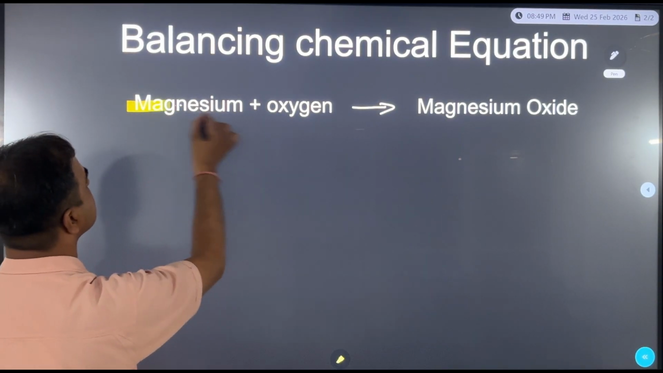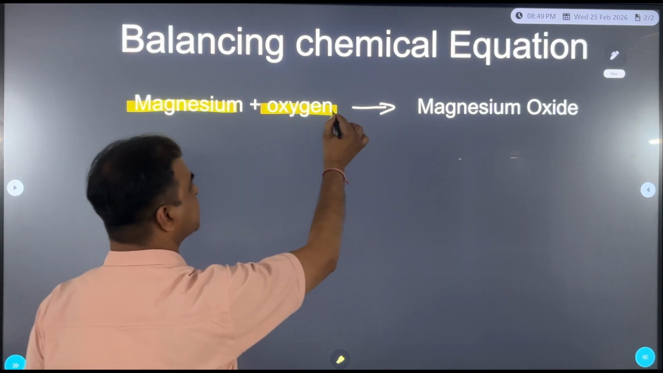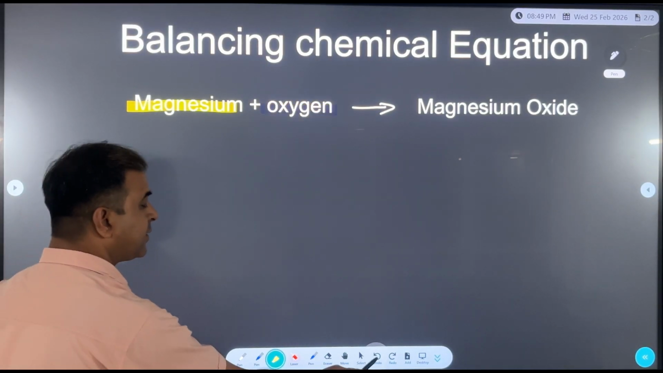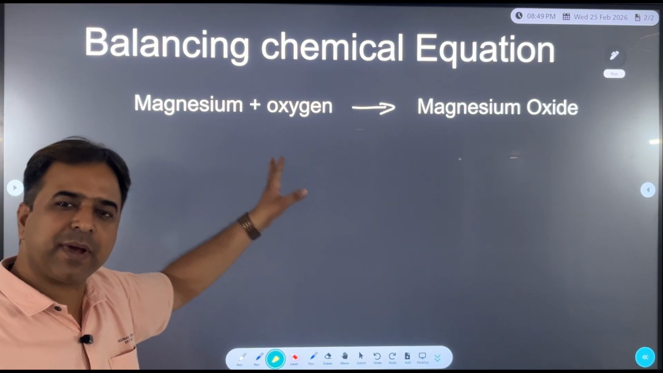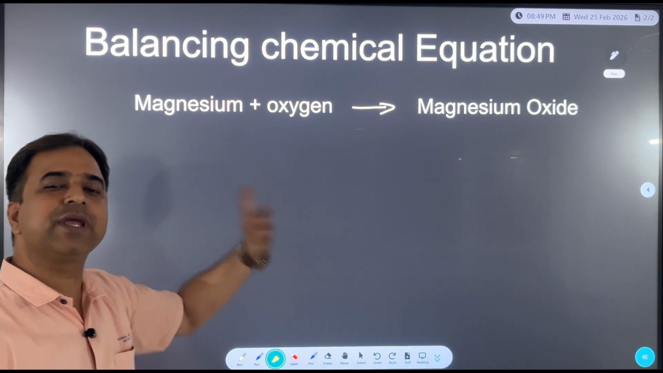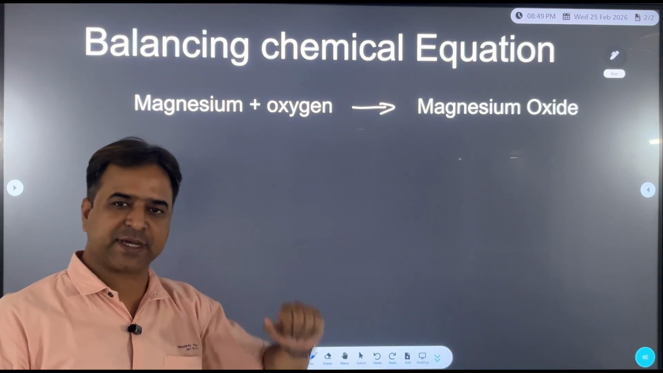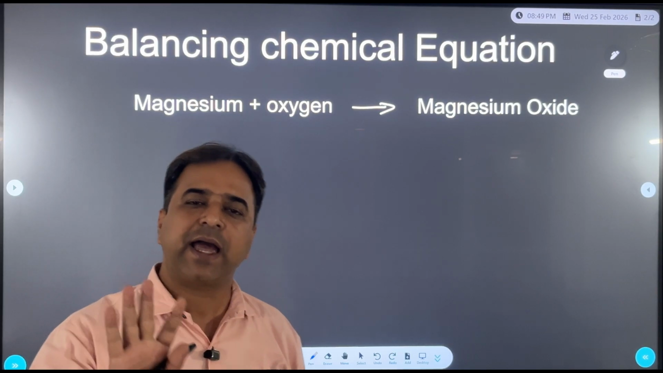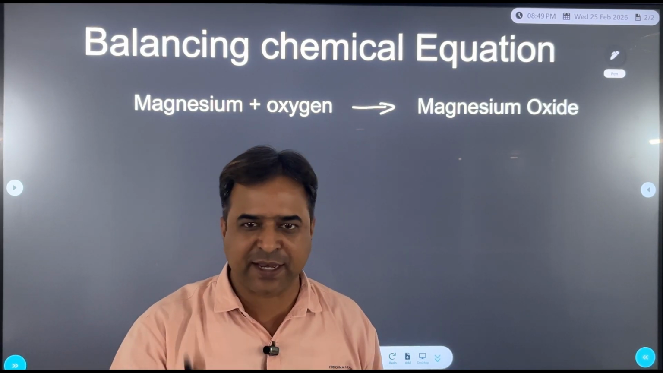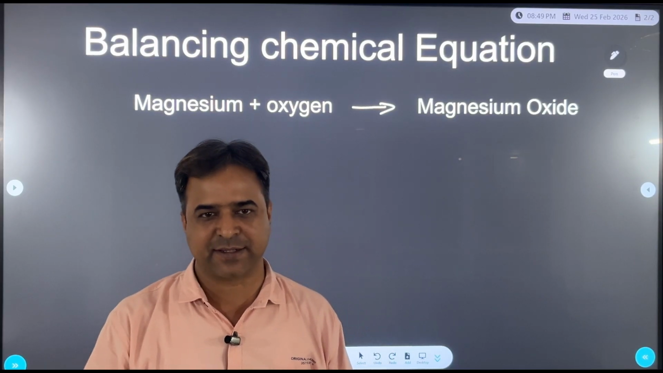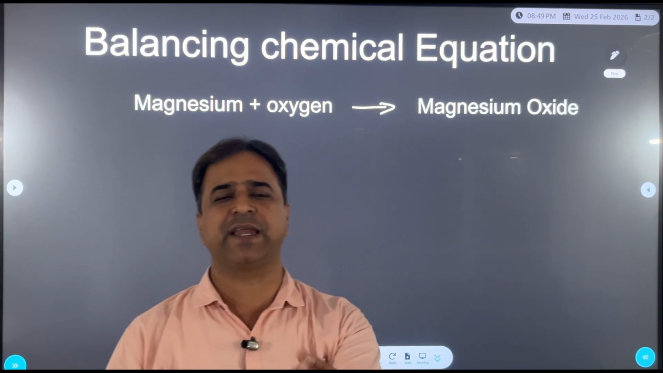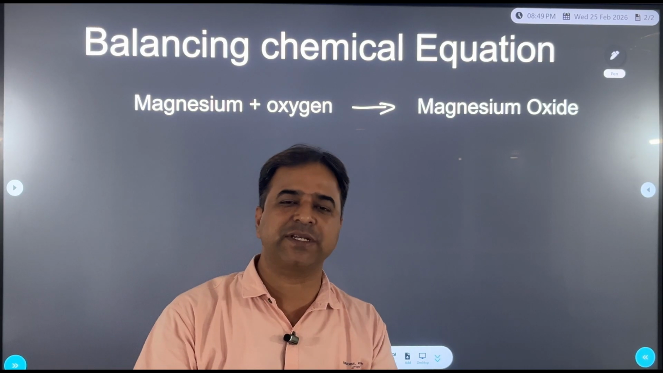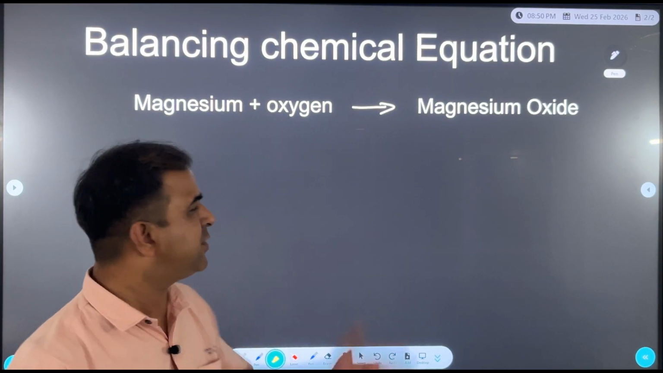So in this reaction, if you write magnesium plus oxygen. Why oxygen? Because you are aware that magnesium and oxygen are going to react together to form magnesium oxide. How do we know that oxygen is going to react? Because we are aware that air is composed of oxygen, nitrogen and other gases. Carbon dioxide is also there, but it is very less in amount. So maximum oxygen is only going to react because nitrogen is inert over here, it doesn't react with magnesium.